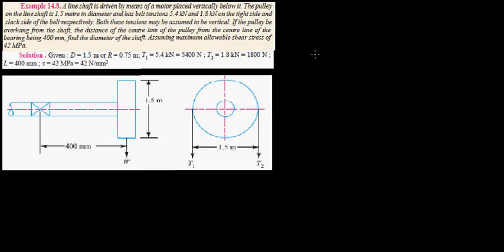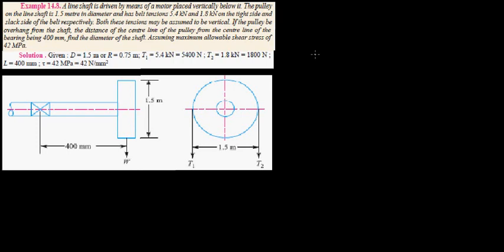Hey, hi. Now in this problem, we have a line shaft which has been driven by means of a motor which is placed vertically below it, and the pulley on the line shaft is 1.5 meters in diameter. Okay, and it has the belt tension of 5.4 and 1.8 kilonewtons on tight side and slack side respectively.